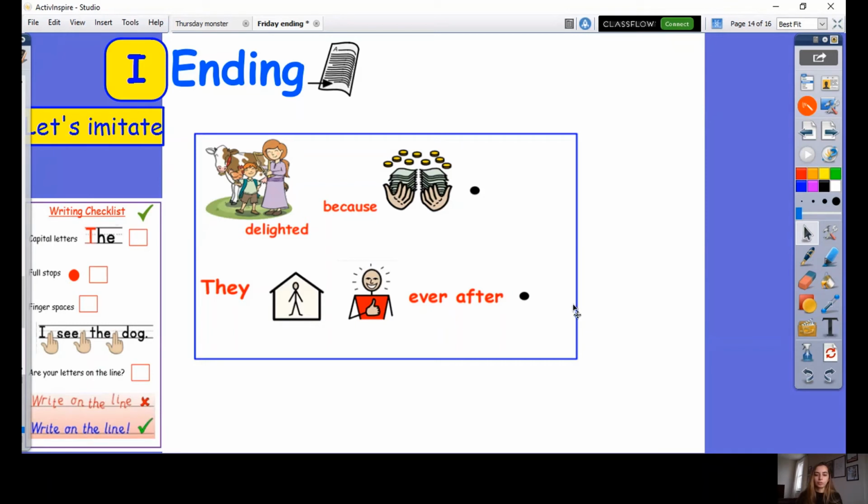So now it's my go to write my ending. Here I've got my story map to help me. I am just going to cross out the word delighted because we know we're changing that. And then I know I'm going to change my ending. I can still have they lived happily ever after. Before that, I need to talk about what they did with all that money. So you can still have that ending or you can change it completely. It's up to you. But I'm going to write mine now.